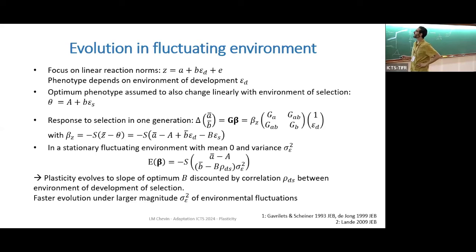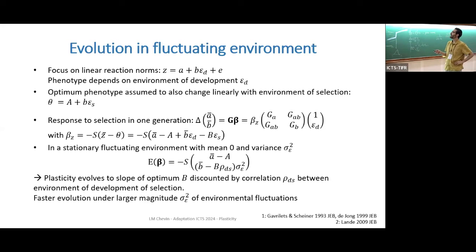And for the response to selection in one generation for this reaction norm vector, which here is the intercept and slope, you can use the breeder's equation. So it's G beta. This G matrix has on the diagonal the variance of the intercept and the variance of the slope, and then the covariance here.